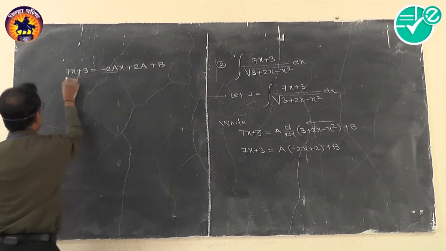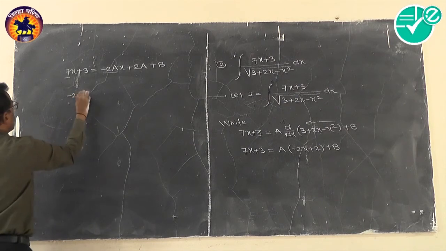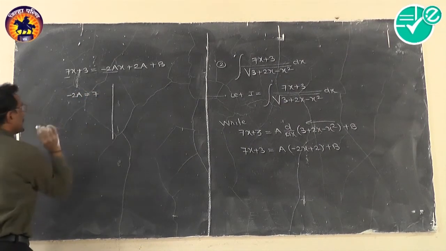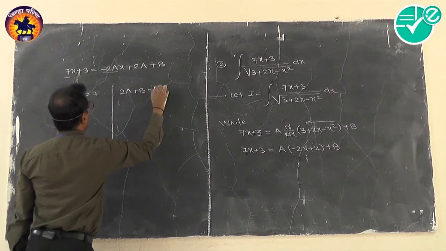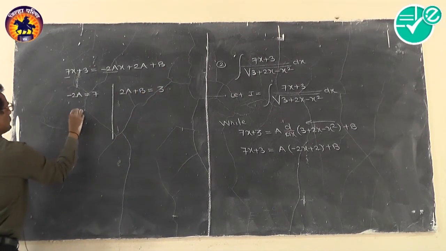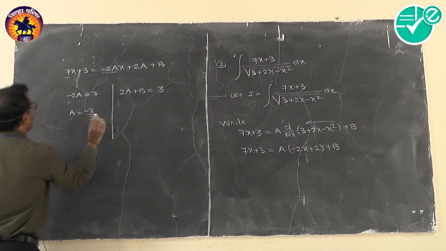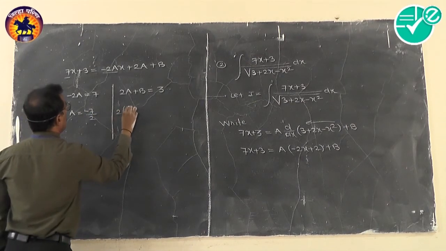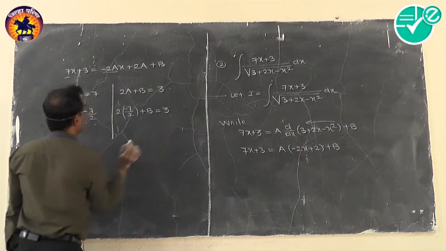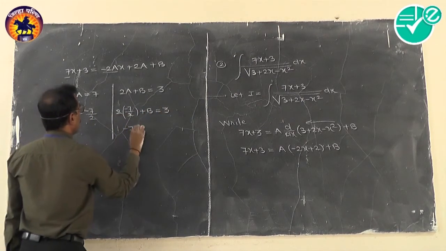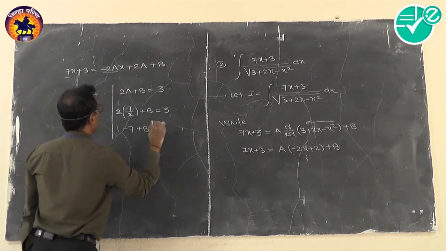So this minus 2a is replaced by 7. Minus 2a is replaced by 7. And secondly, 2a plus b is equal to 3. So a comes out to be minus 7 by 2. So 2 into minus 7 by 2 plus b is equal to 3. The 2 gets cancelled, minus 7 plus b is equal to 3.